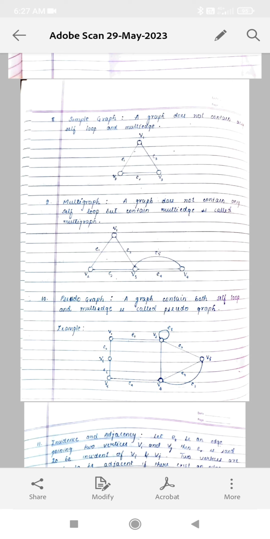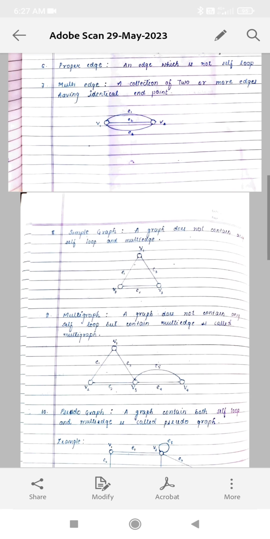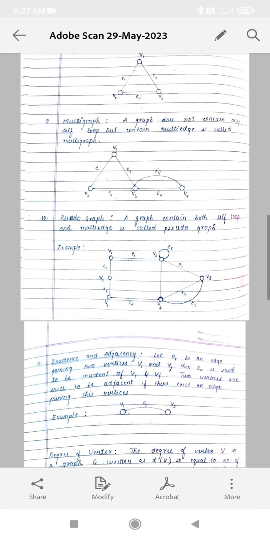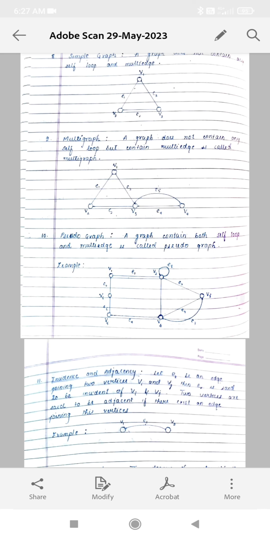Now the tenth one is pseudograph. A graph containing both self loop and multi-edge is called a pseudograph. So as you can see, there is a simple graph, a self loop and a multi-edge all in this figure, so it is a pseudograph.